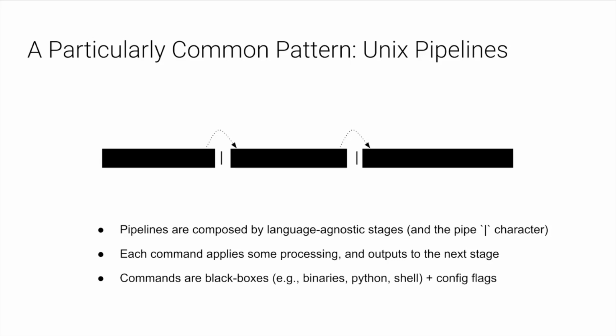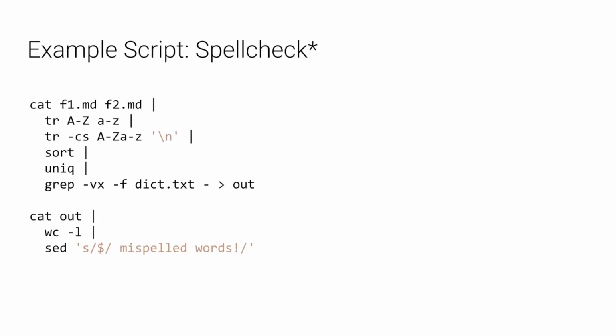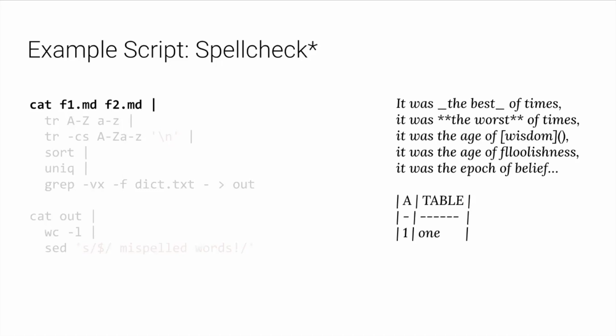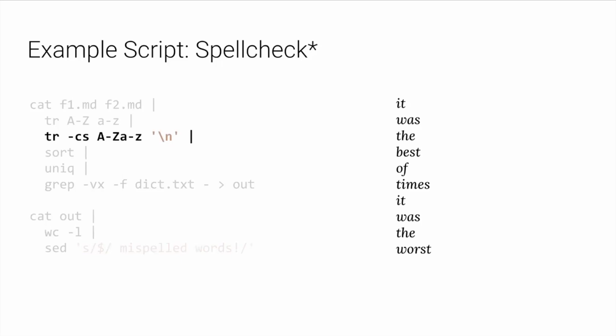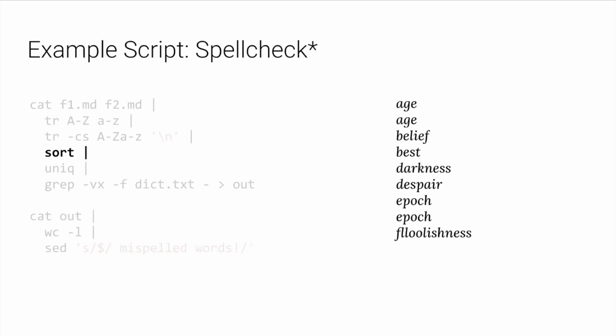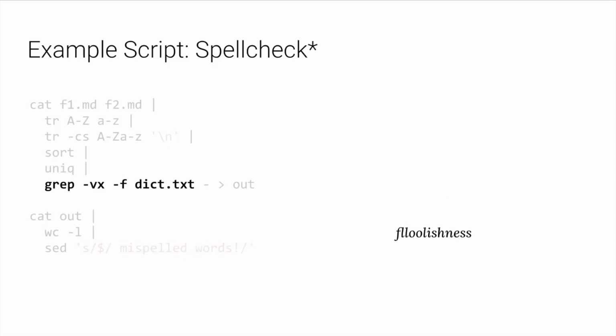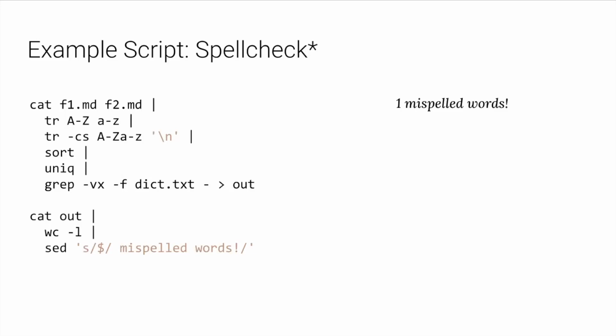To better understand Unix pipelines, consider a classic spell checking pipeline from the 1980s, the precursor to the Unix and Linux spell program, slightly modified for modern workloads. The first command streams two markdown files into a pipeline that first converts characters in the stream into lowercase, then removes punctuation and emits one word per line, then sorts the stream in alphabetical order, then removes duplicate words, and finally filters out words from a dictionary file. The second pipeline counts the resulting lines, reporting the number of misspelled words to the user.